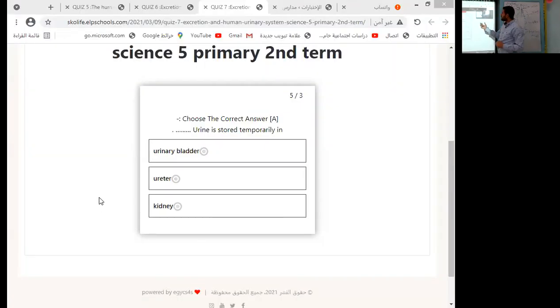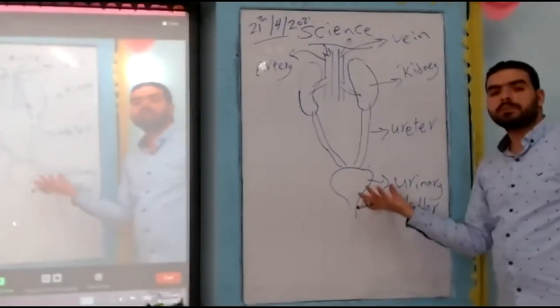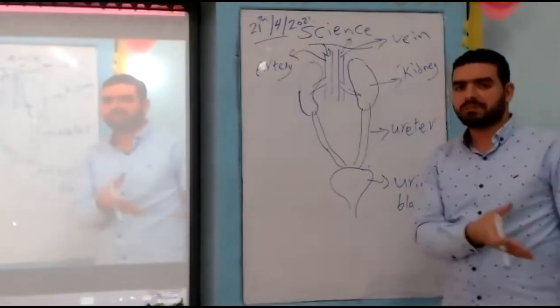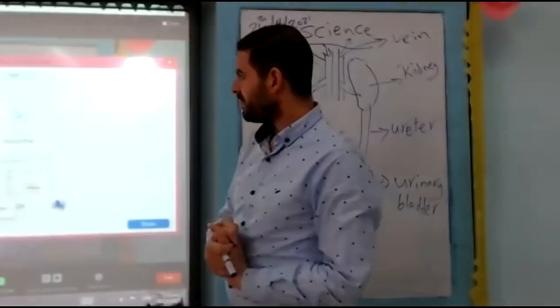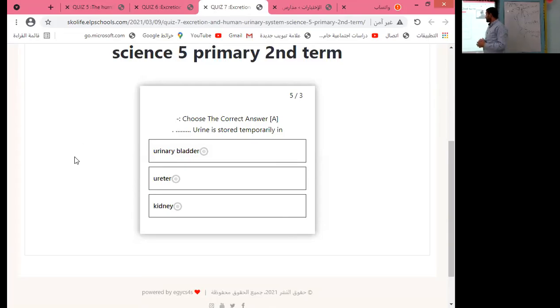Next question. Urine is stored in the pulmonary or urinary bladder, and we said that the urinary bladder is a balloon-like sac which stores urine temporarily until it is expelled during the urination process outside the body. So urine is stored temporarily in the urinary bladder. The first one.